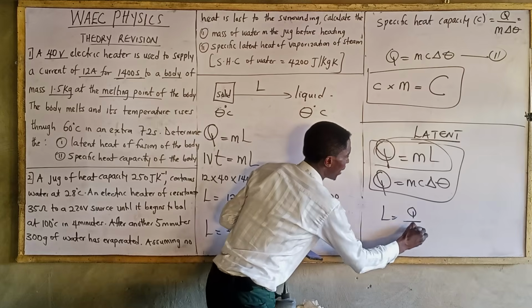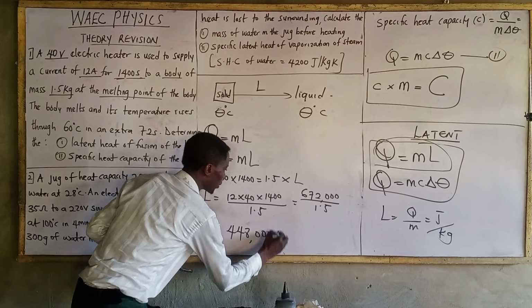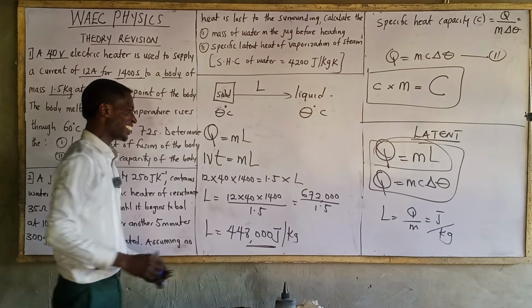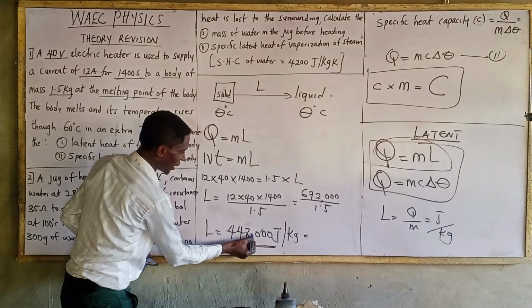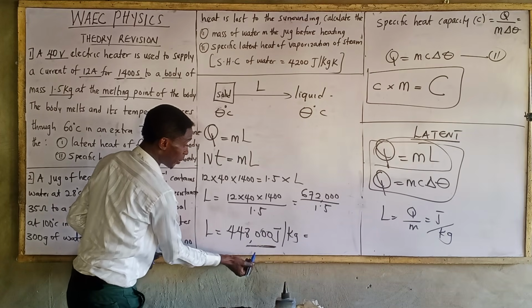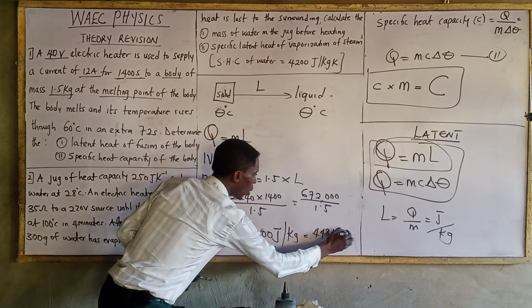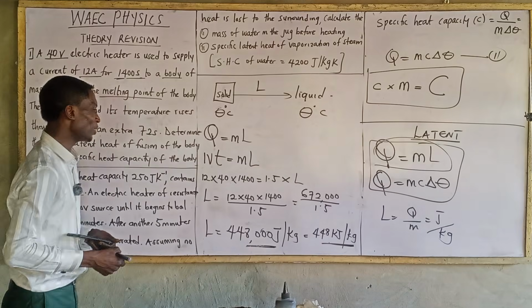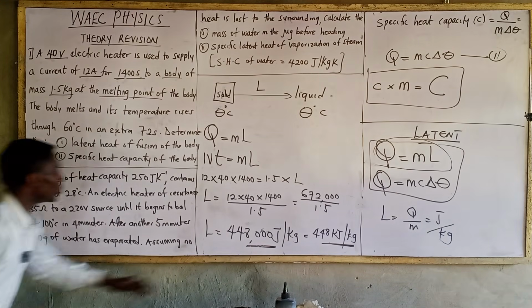Since the formula tells us L equal to Q over M, that tells us the unit is joule per kilogram. We may also leave this in standard form, or in kilojoule as the case may be. So I can leave it in kilojoule to become 448 kilojoule per kilogram. So we've been able to get the latent heat of fusion of the body to be this.